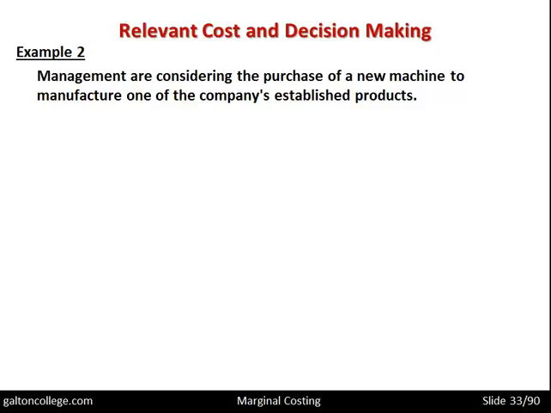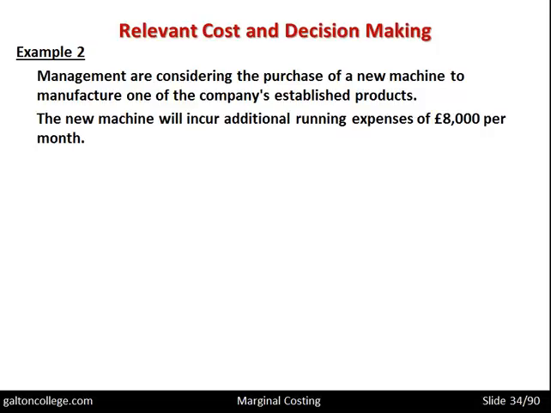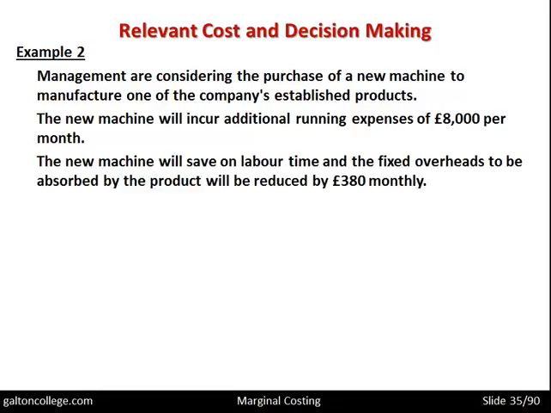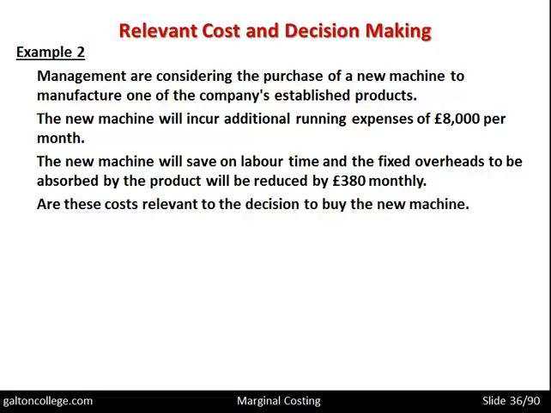Management are considering the purchase of a new machine to manufacture one of the company's established products. The new machine will incur additional running expenses of £8,000 a month. The new machine will save labour time, and the fixed overheads to be absorbed by the product will be reduced by £380 monthly. Are these costs relevant to the decision to buy the new machine? Well, should they be taken into account in the decision-making process as to whether to buy this machine or not?